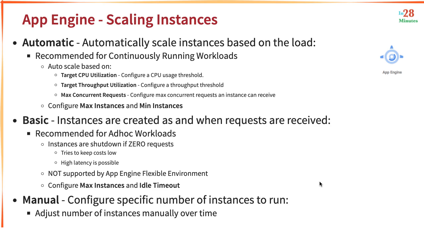In this step, we looked at the 3 options for scaling instances in App Engine: automatic, basic, and manual. We talked about the fact that basic is not supported by flexible environments. You'd go for automatic for continuously running workloads. You'd go for basic if you have ad hoc workloads and you'd want to keep your costs as low as possible by reducing the number of instances to 0. And if you have the magic wand and you can predict the load, you can go for manual option.